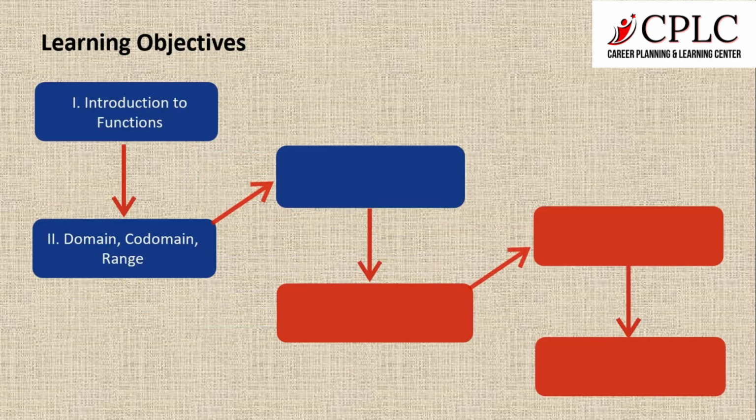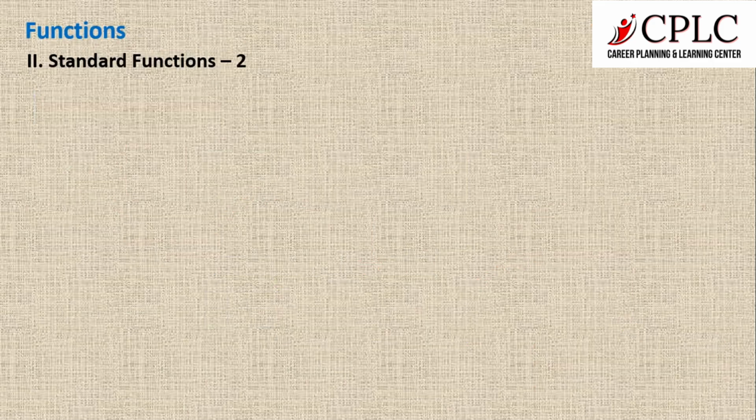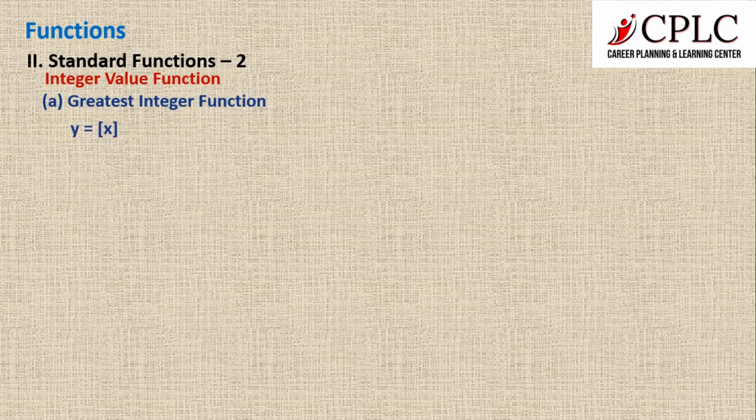The next of the standard functions are interesting ones. One is the integer value function. In that we have two categories actually. One of them is the greatest integer function, and one of them is the smallest integer function. So let's first understand how it is defined. It is defined as y is equal to [x], which means, very critical definition, the greatest integer less than or equal to x. Greatest integer less than or equal to x.